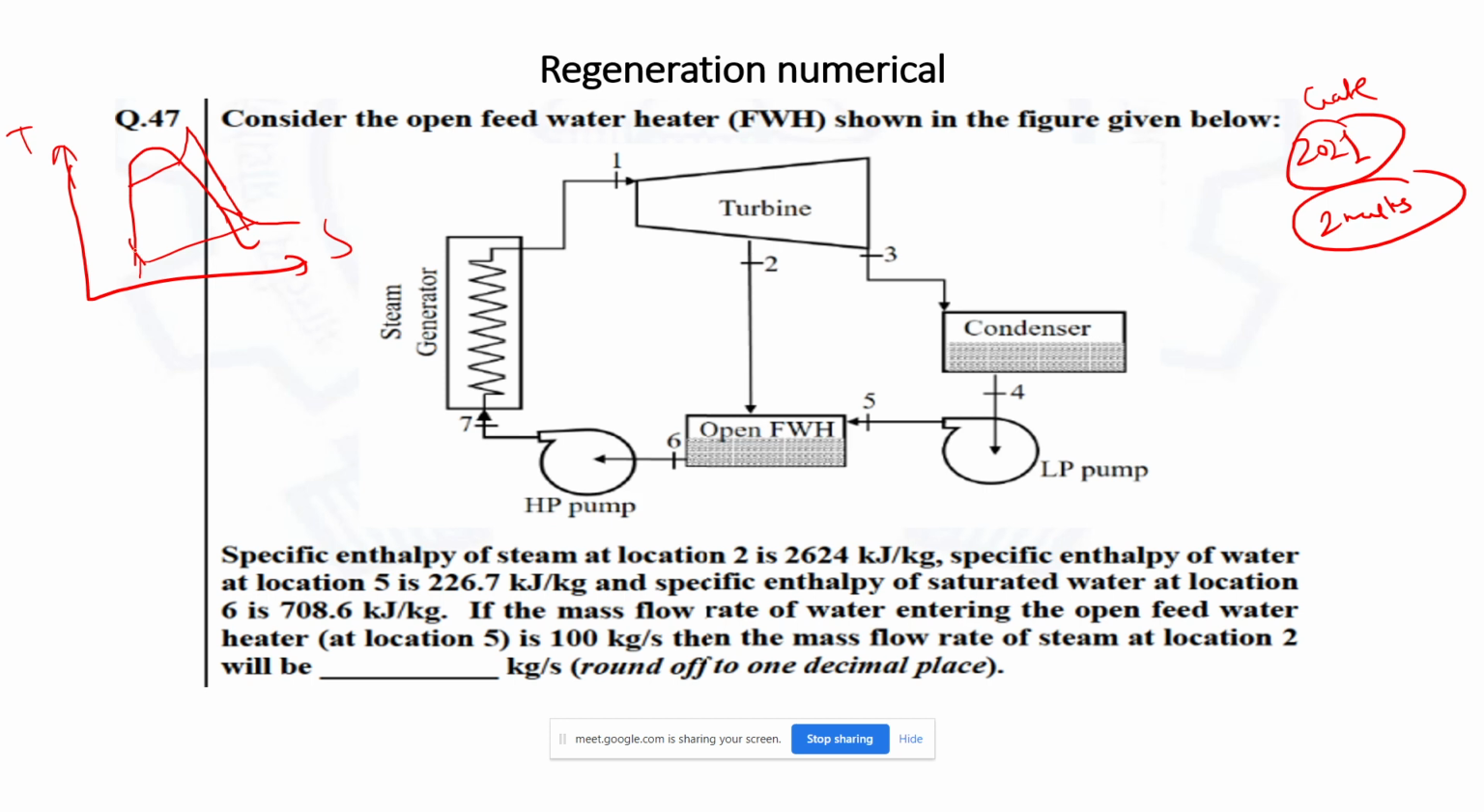We don't know the quality of the stream. Extracting at some intermediate pressure. 1, 2, 3, 4, 5, 6, 7. So point 1, it is this one. Okay. Point 2, this is the point 2.